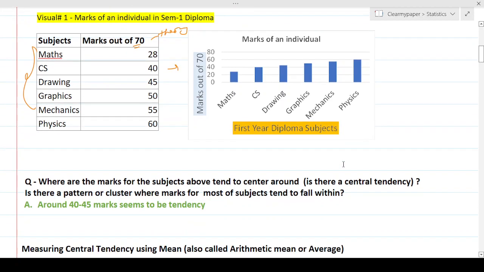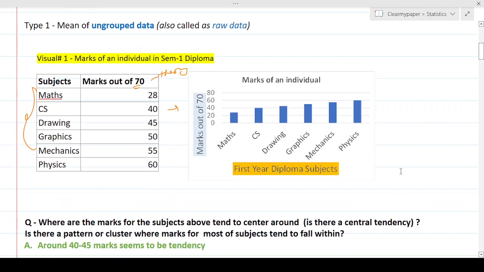The first question that we were asking is: is there a tendency for all these marks to appear across a specific number or in a central region? And we knew that if you see these numbers, 40, 45, 50, 55, most of the numbers lie in this region over here. This is 40, this is the 50 range, and this is 60. So in this particular range, the numbers kind of fall. That's the cluster.